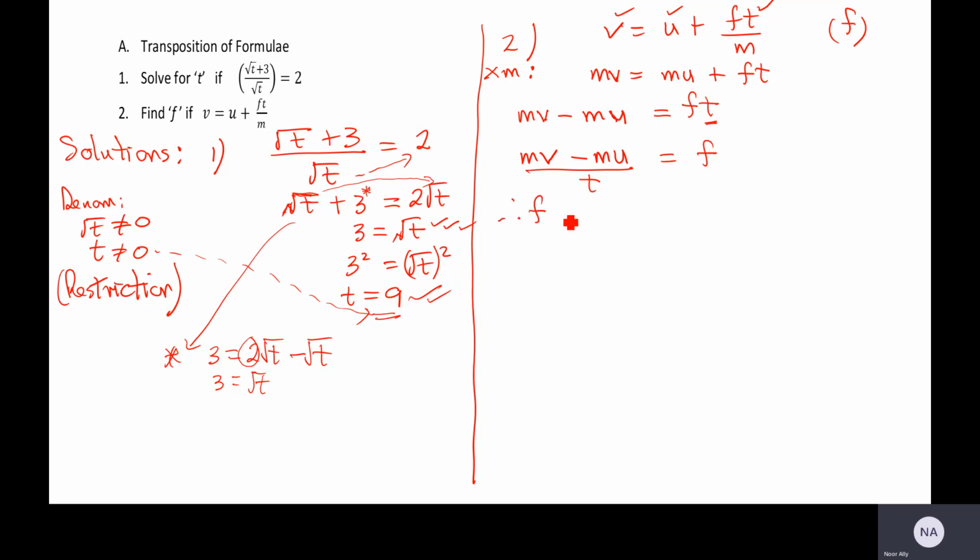Generally, we can leave it like that, but because this is in physics, they tend to take the common factors out. There you go. Solve for F. So F is equal to M times (V minus U) divided by T.